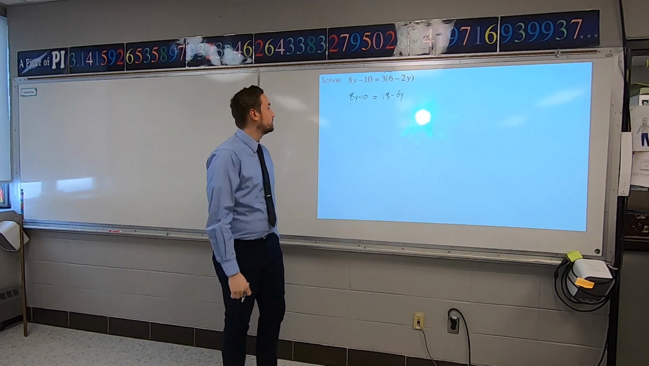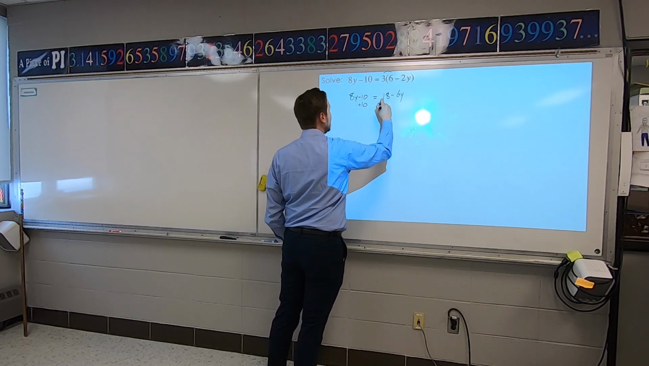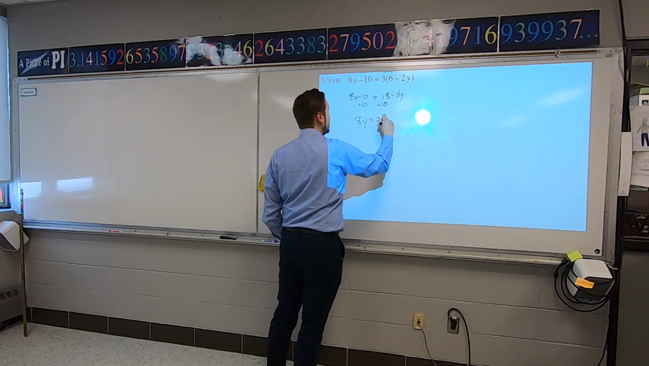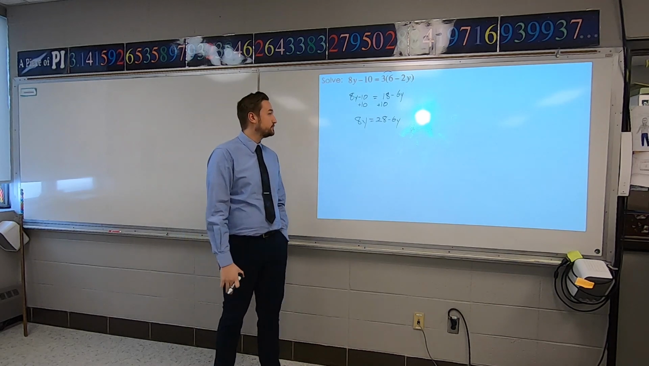Move the 10. We can move the 10 over. So we can add 10 to both sides to get rid of it. So we're left with 8y equals 28 minus 6y. Now what do we want to do?